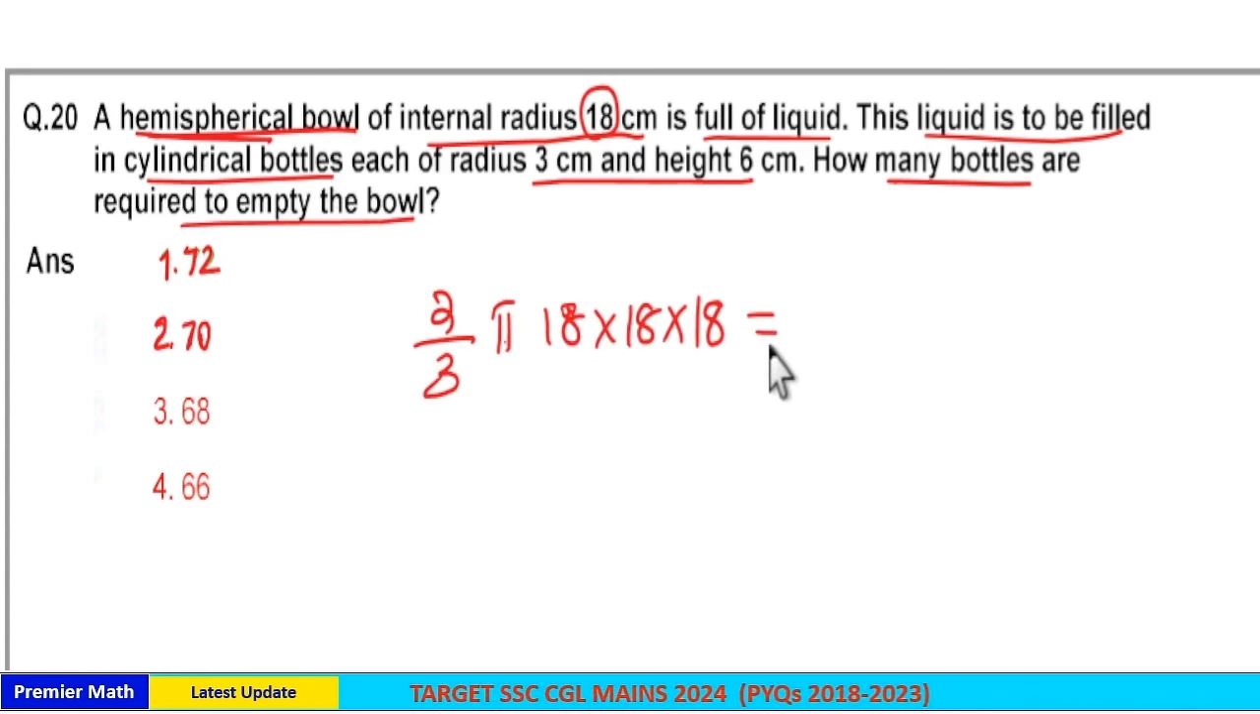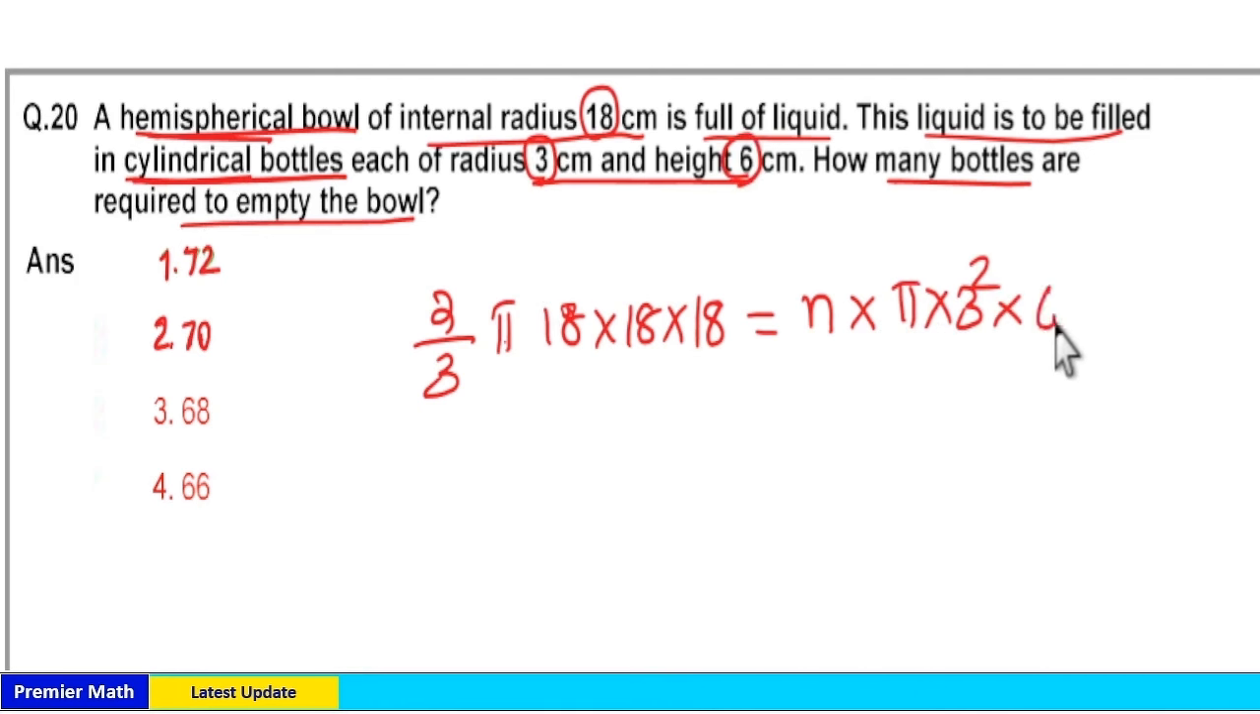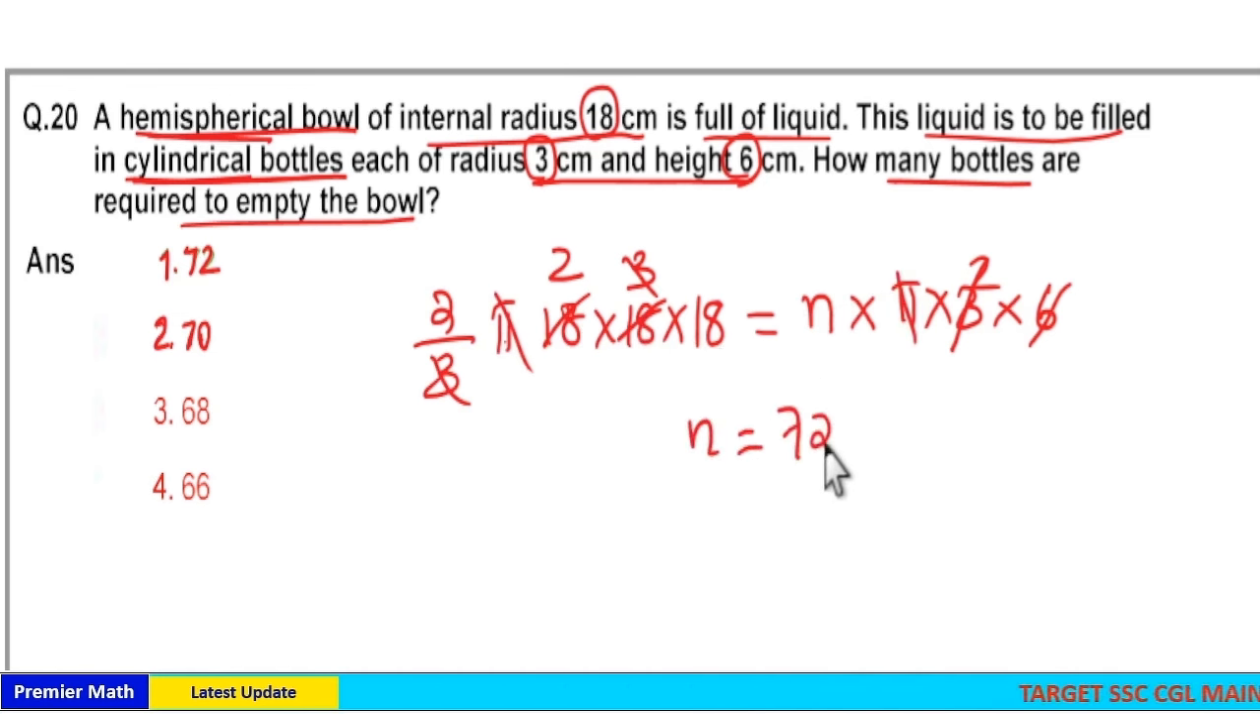Now, this should be added to a certain number of bottles. We don't know the number of bottles. Let us take it as n. Now, the volume of each of these bottles is equal to pi r square h, because the volume of a cylinder is equal to pi r square h. So, pi into, here r square is equal to 3 square and height is equal to 6. Now, 3 square is 9. 9 goes 2 times in 18. 6 goes 3 times in 18. 3 and 3 cancel. Pi and pi cancel. So, the number of bottles is equal to 18 into 4, which is equal to 72. Option 1 is your answer. So, 72 bottles are required to empty the bowl.